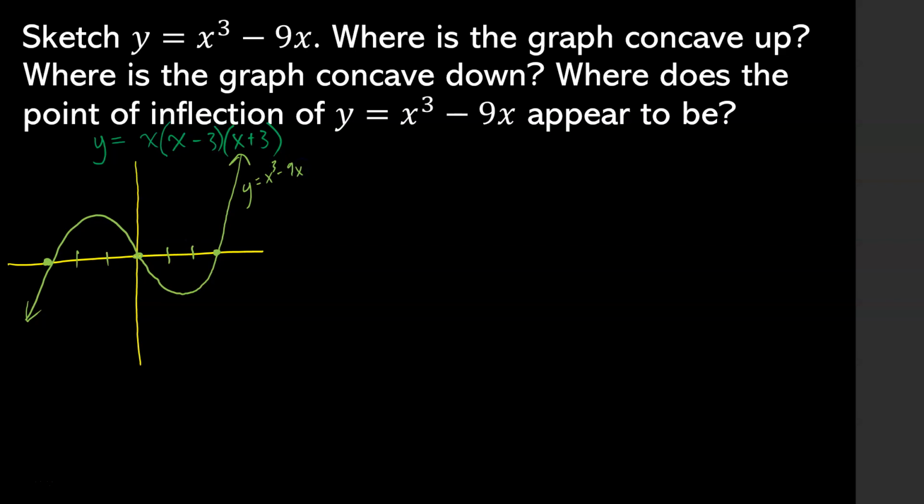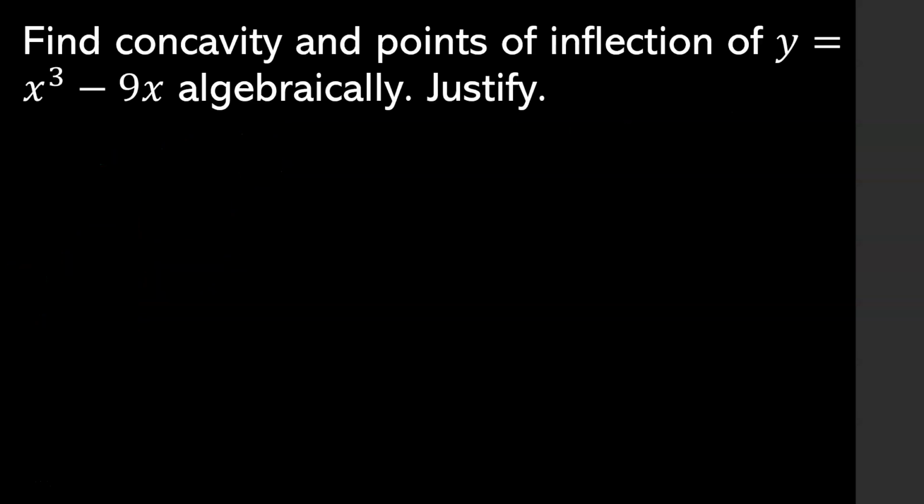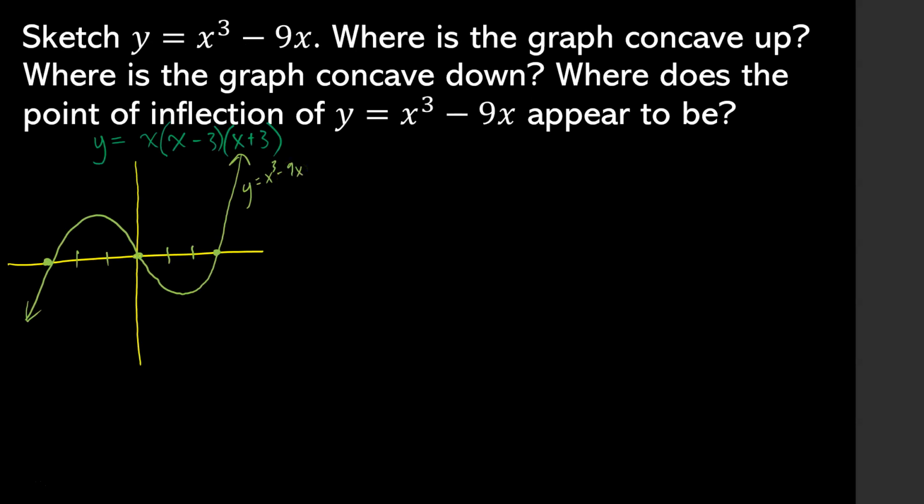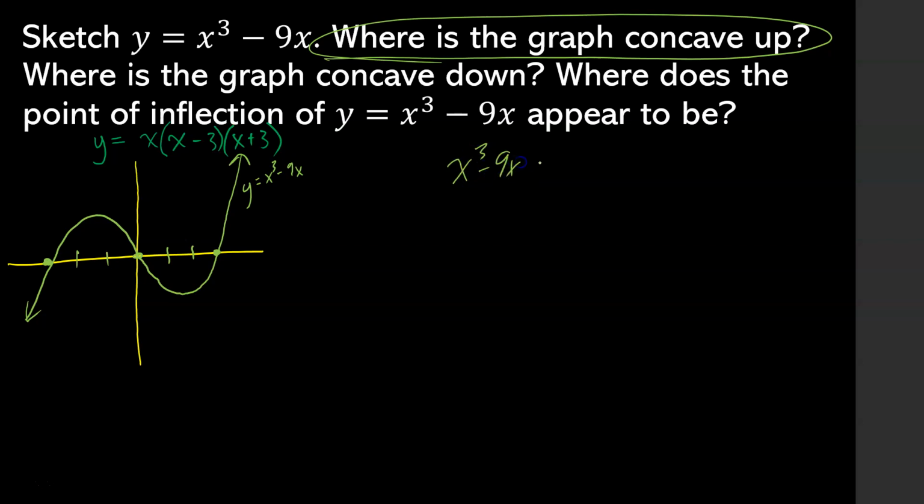So we're going to do this visually, and then in a moment we're going to do all of that stuff algebraically. But I want you to be able to see on a graph. Let's answer this first part. Just visually, where does it appear x cubed minus 9x is concave up? And let's use the word appears. We don't have any proof. So y equals x cubed minus 9x appears to be concave up.